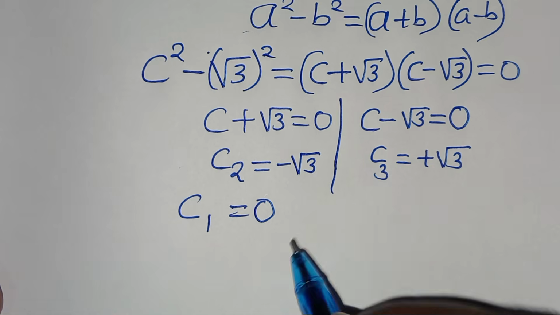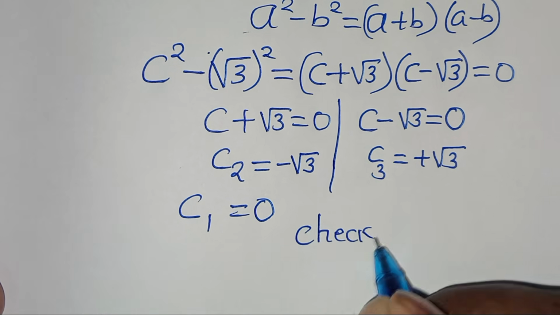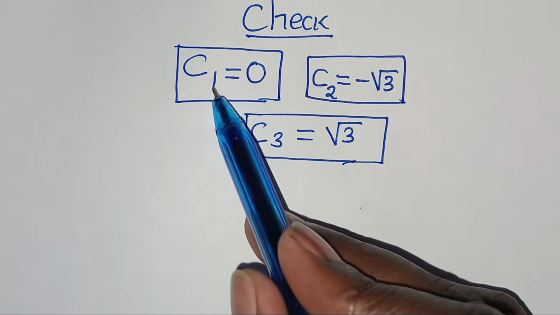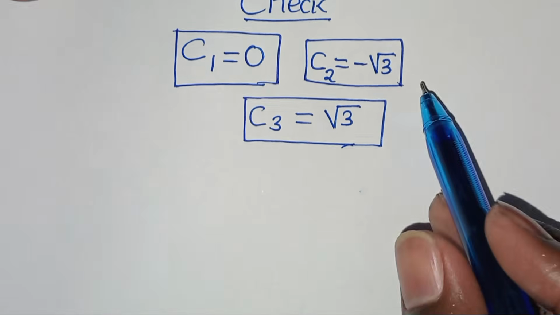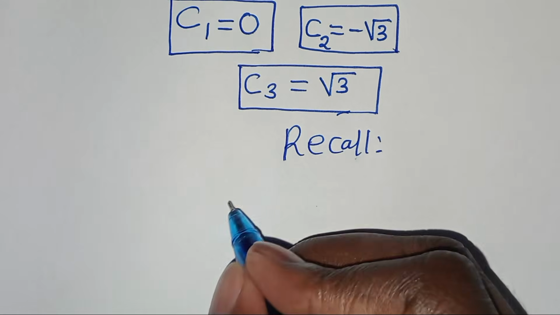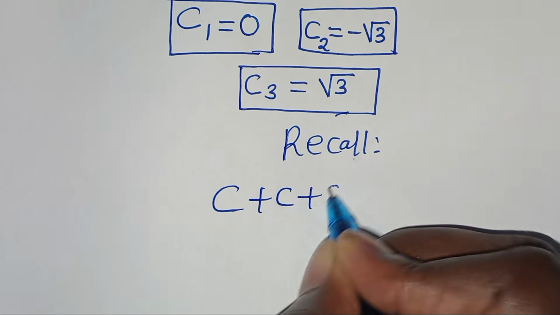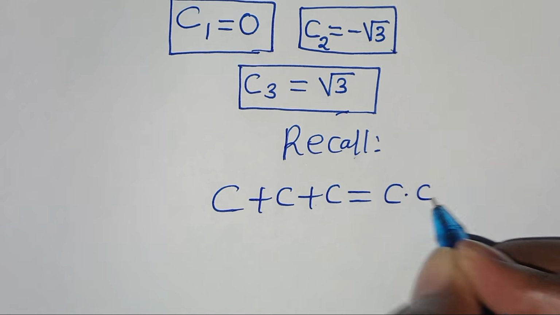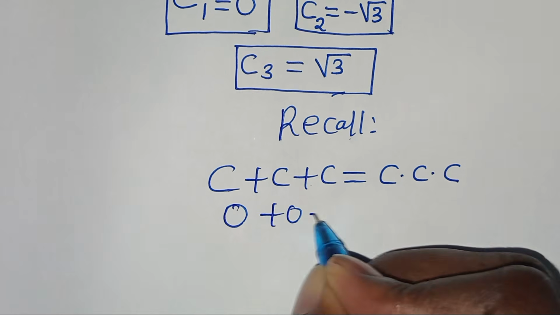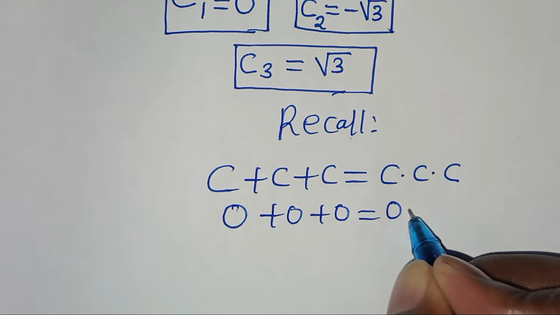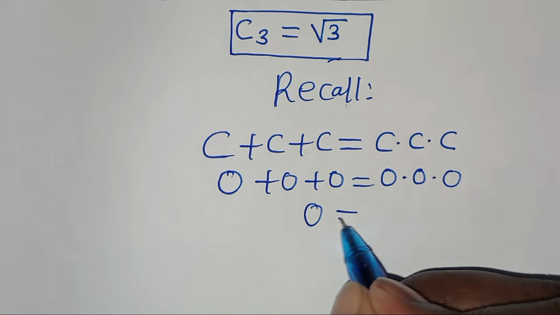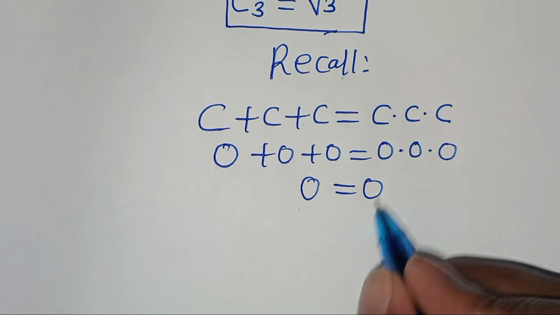Now the next step is to check. Let's check if these three solutions, c1, c2, and c3, satisfy the equation. Now if you recall, we have that c plus c plus c is equal to c times c times c. So if c is equal to 0, then we have 0 plus 0 plus 0 equal to 0 times 0 times 0. And this means that 0 is equal to 0. So the left hand side is equal to the right hand side.